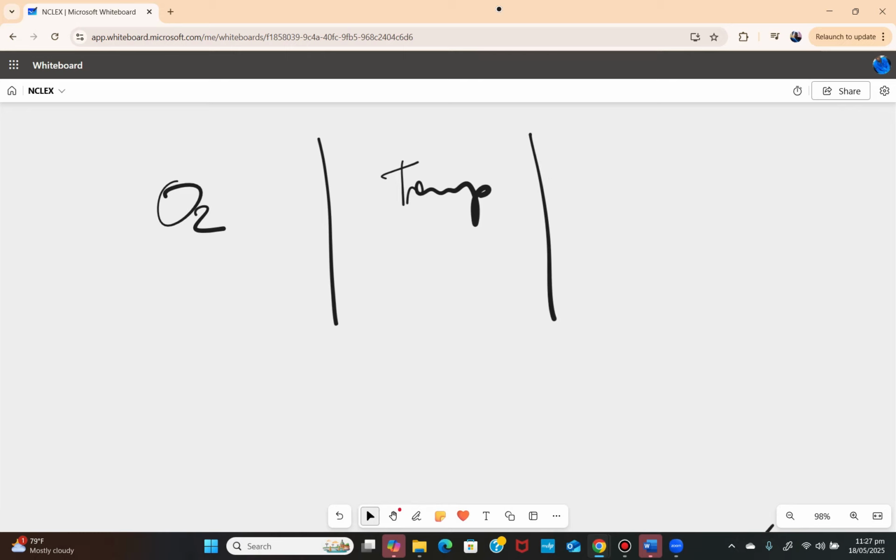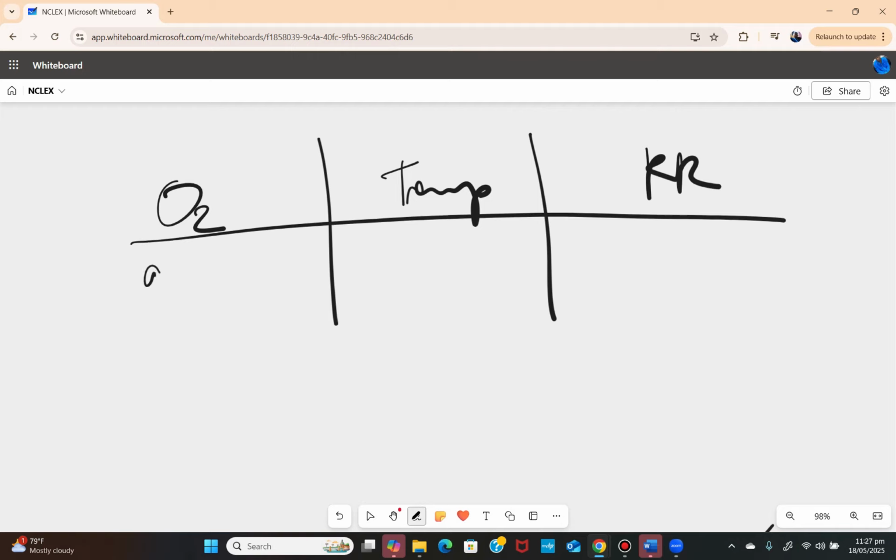Now, let's talk about those three vital signs. First one we have O2, which is oxygen, then we have temperature, and then we have respiratory rate. These are the vital signs you need to know for clients in labor. Oxygen is definitely 95 to 100, nothing is changing. Temperature, nothing is changing as well. Anything greater than 100.4 degrees Fahrenheit is a problem.